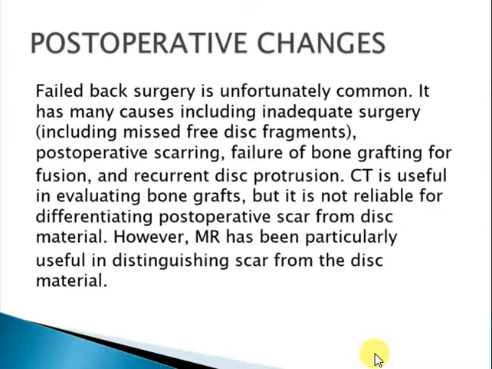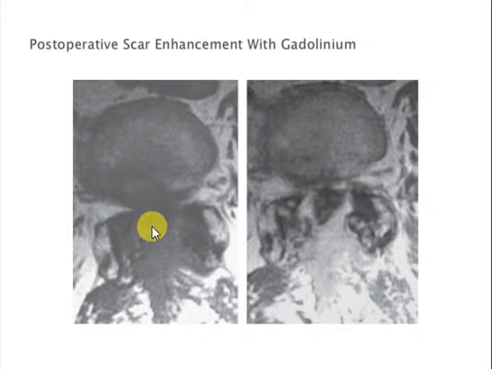For example, we can see here a case of failed back surgery with recurrent spinal canal stenosis. You can see here the post laminectomy changes, there is no lamina here, but there is some soft tissue signal abnormality, and when you give contrast, this soft tissue abnormality will enhance, indicating that this is just a postoperative change causing fibrosis. This fibrosis is encasing and compressing the spinal canal, leading to failed back surgery.